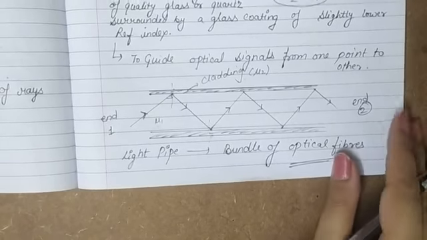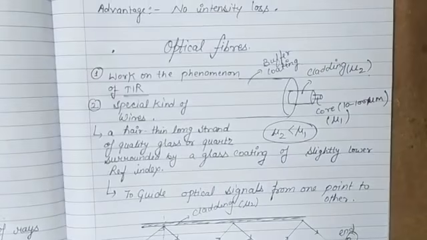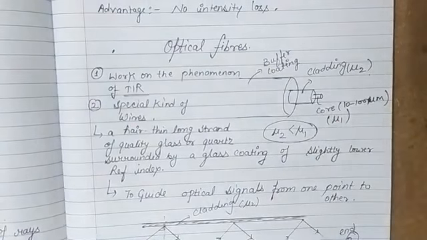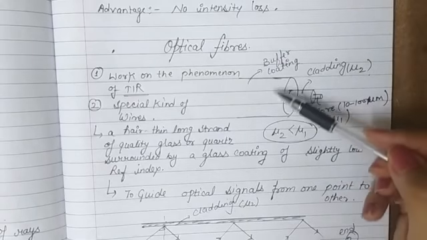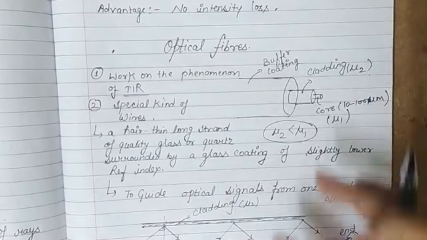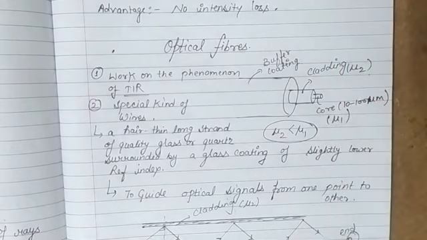They are constructed into three sections actually. Core and cladding are the major part, and there is a coating for protection, safety and strength called buffer coating, and this whole setup is called optical fiber, which is an application of total internal reflection because it is based on the phenomenon of TIR.